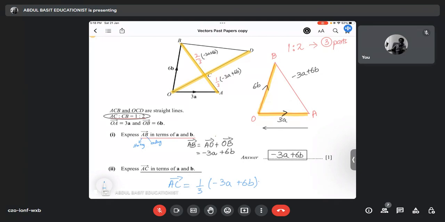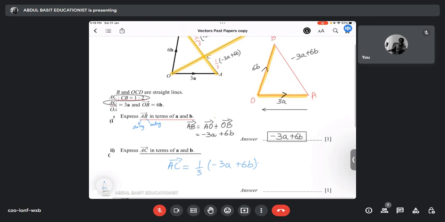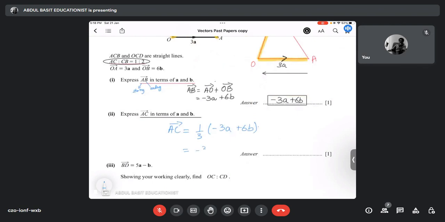But we have to multiply this 1 by 3 inside. So it would be 1 by 3 multiplied by minus 3 would be minus 3 by 3A plus 6B divided by 3. So I can perform some cutting here. 3 ones are 3, 3 ones are 3, 3 twos are 6. So that would be minus A plus 2B.